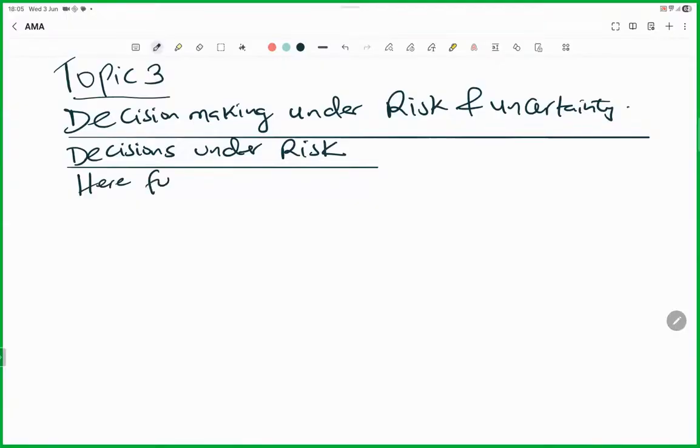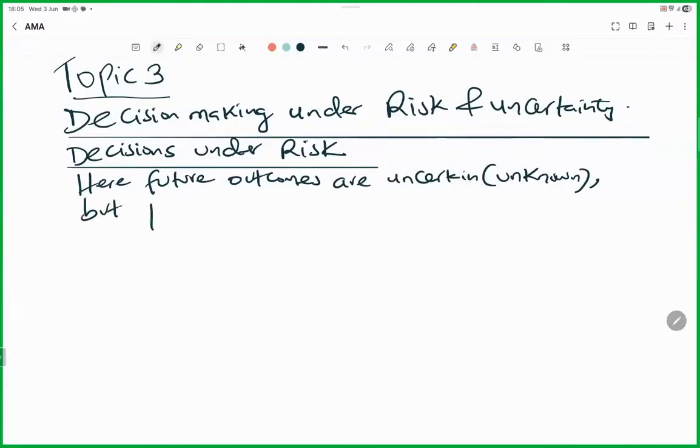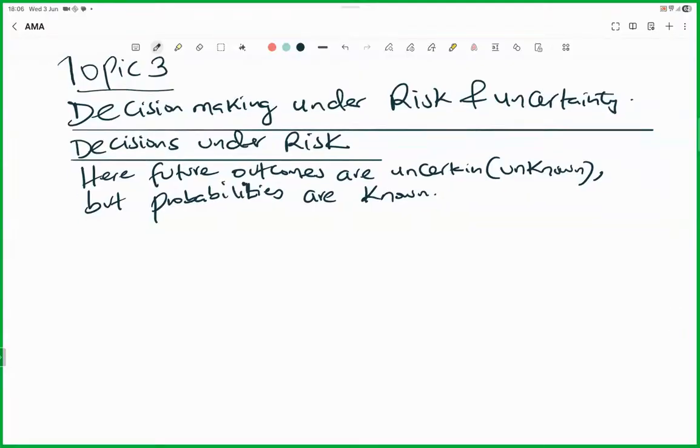So it tells us that for decisions under risk, future outcomes are uncertain (unknown), but probabilities are known. Probabilities are known. So you'll always get yourself in this kind of an environment.